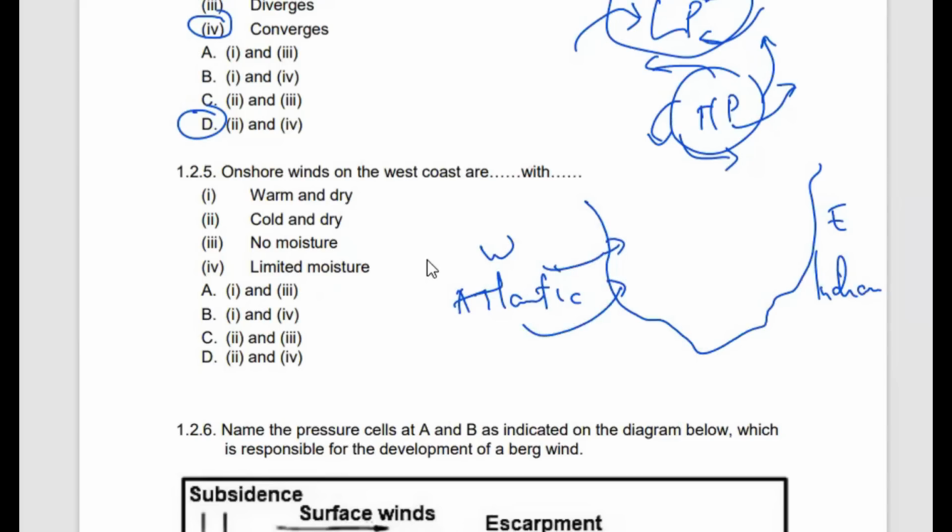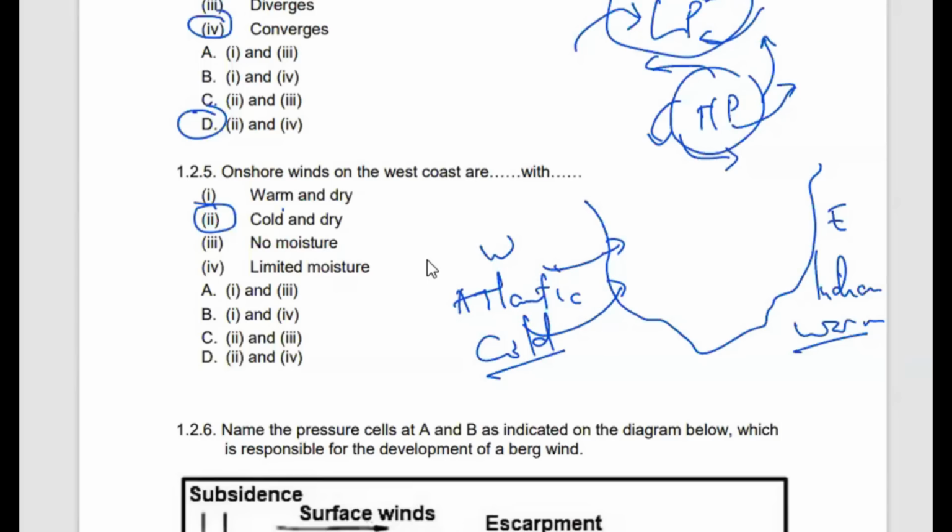What kind of winds are they? Right, automatically we know that this is a cold ocean because of the cold ocean currents, the Benguela, and this is a warm ocean. Because of that reason, we are saying the air is cold. And in terms of moisture content, it will be dry. Cold air has no capacity to contain moisture, but warm air is the one that has capacity to contain moisture. So when the air is cold, automatically it means it's dry.